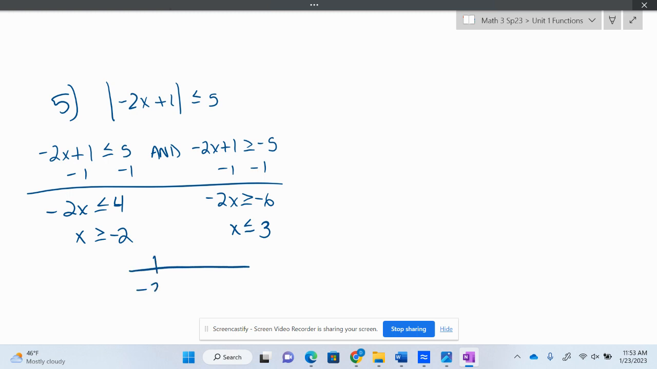Graph your solution for me too, if you would. Or at least write it as a compound inequality.